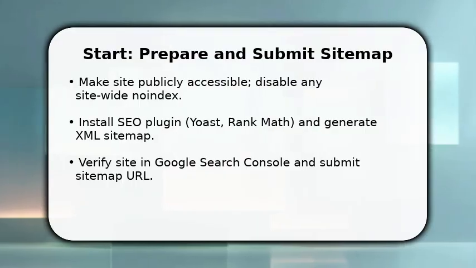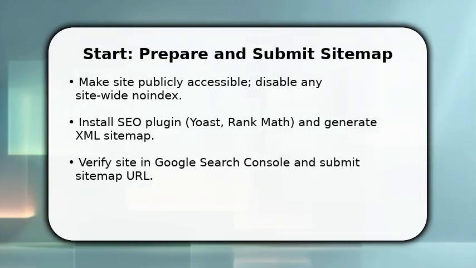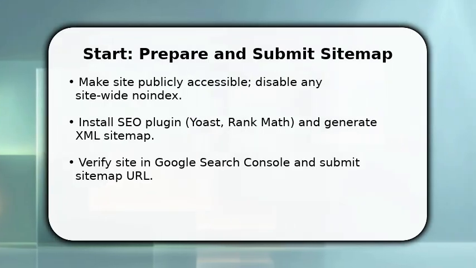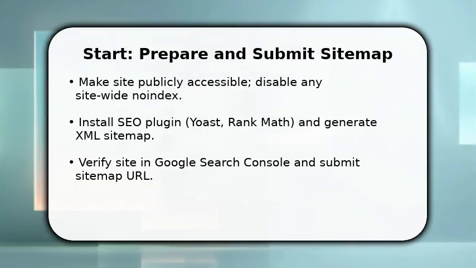You will start by making the site discoverable and producing a sitemap. First, make sure your WordPress site is live and any Noindex setting is turned off. Once done, install an SEO plugin like Yoast or Rank Math to generate an XML sitemap automatically.